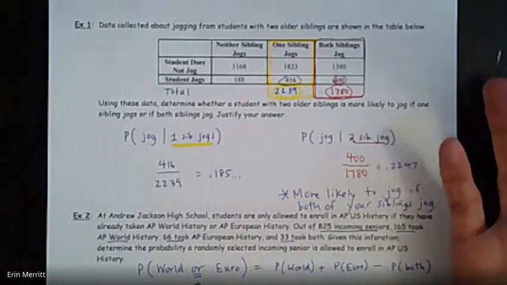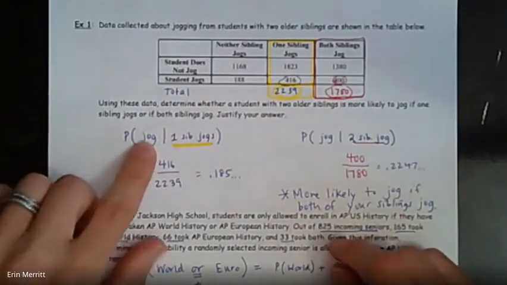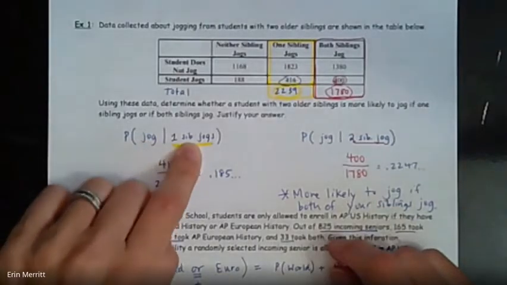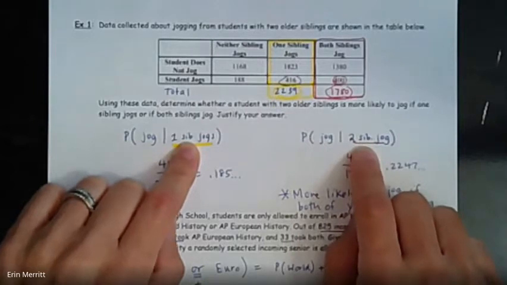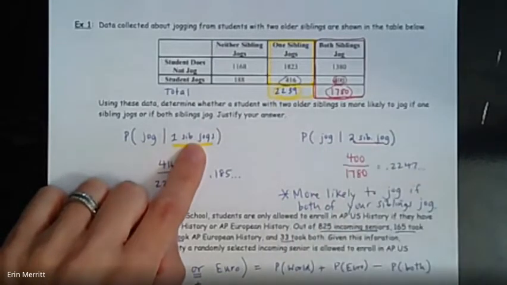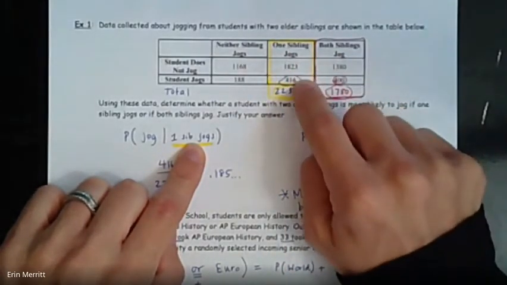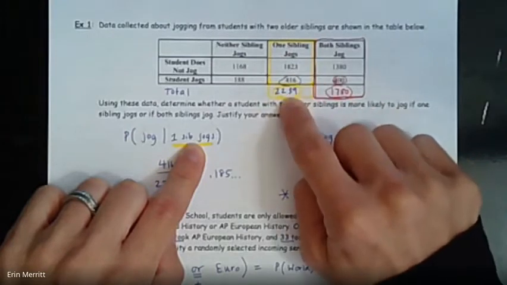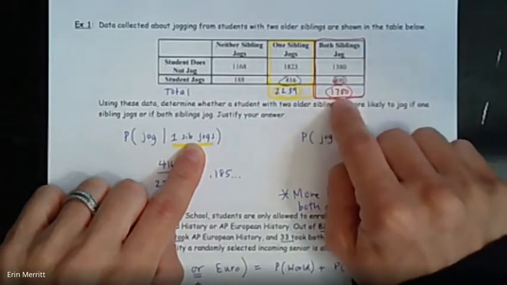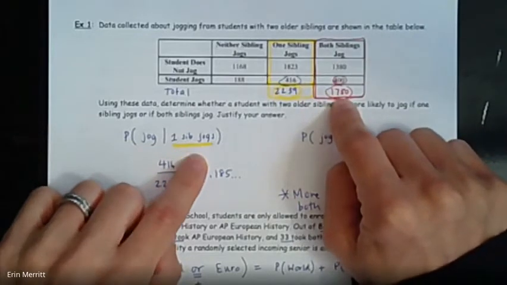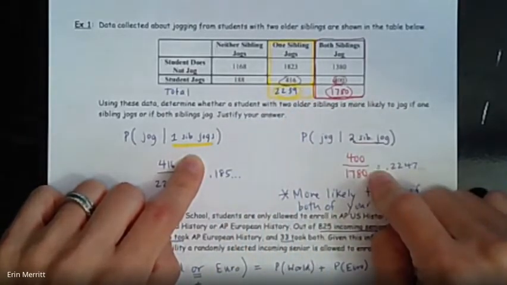So you're just comparing. The fact that it is a given: do you jog given that you have one sibling that jogs, or do you jog given that you have 2 siblings that are runners? All right. So to do the first part, you need the totals, and the totals aren't given up here. So I added up, if you have one sibling that jogs, the sum of those 2 comes out to be 2239. I added up, if you have both siblings, it comes out to be 1780, because you're going to need those numbers, right? Now you can see I've got this highlighted in yellow. I've got this part highlighted in red, so you can kind of see where the information is coming from.